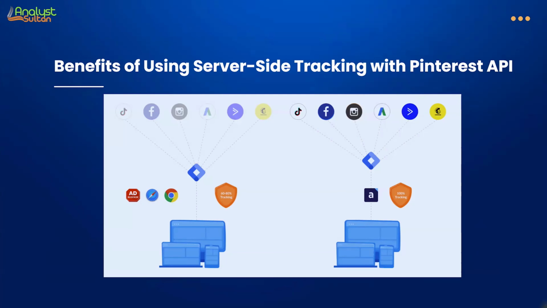Now, using server-side tracking with Pinterest Conversion API brings several benefits: improved data accuracy, fewer data losses due to blocked cookies, and more complete data. You can track events even if a user has opted out of cookie-based tracking. Enhanced campaign performance with better data, so the Pinterest algorithm can better optimize your ad delivery.